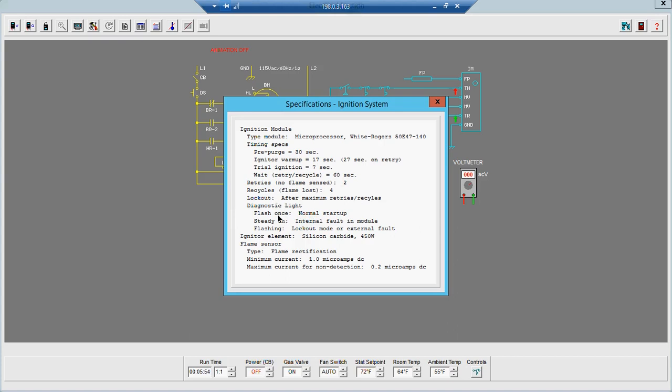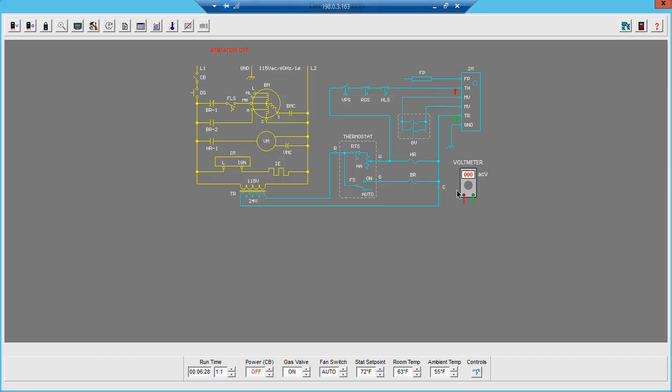So the diagnostic lights: if the light is on, that's normal startup. Flashing 1, sorry, that's normal startup. Steady on means an internal fault in the module, or flashing means a lockout or external fault of some sort. Our flame sensor, which is really what we're looking for here: the maximum current is 1 microamp, and the maximum current for non-detection is 0.2 microamps.